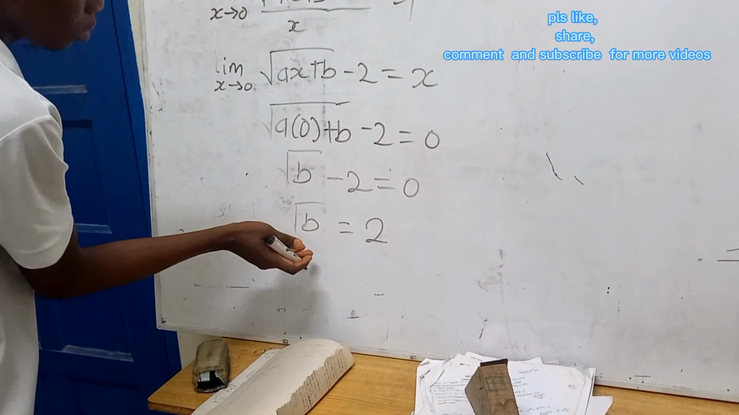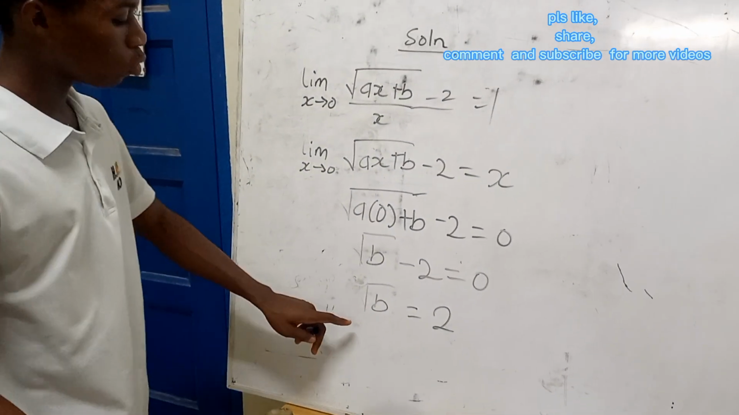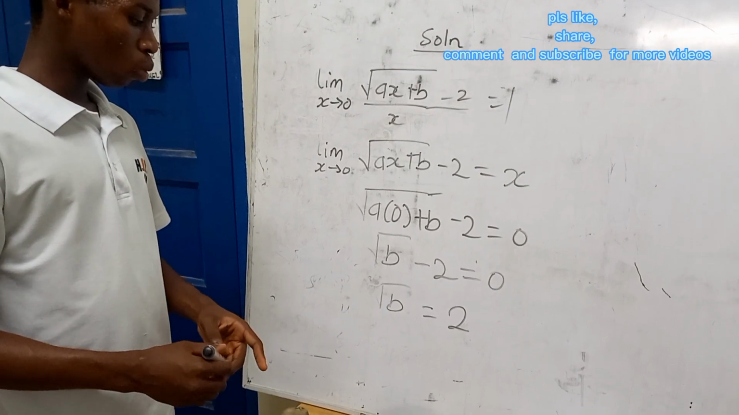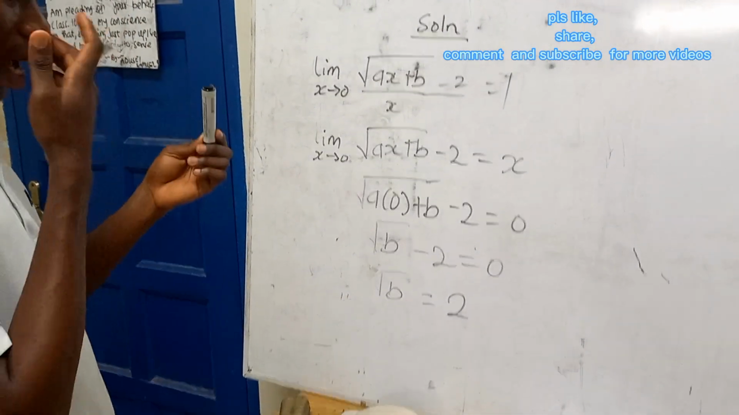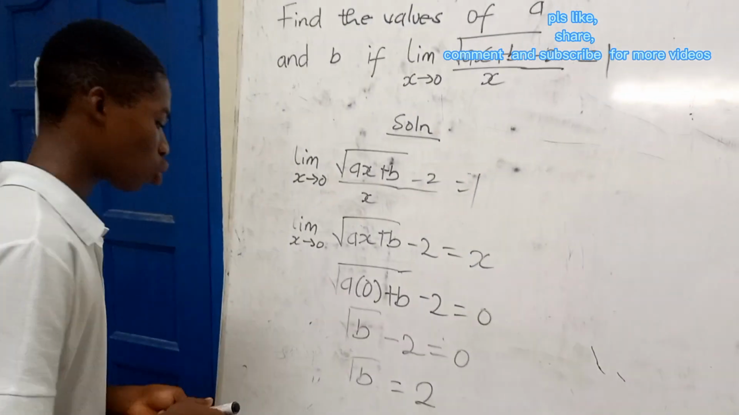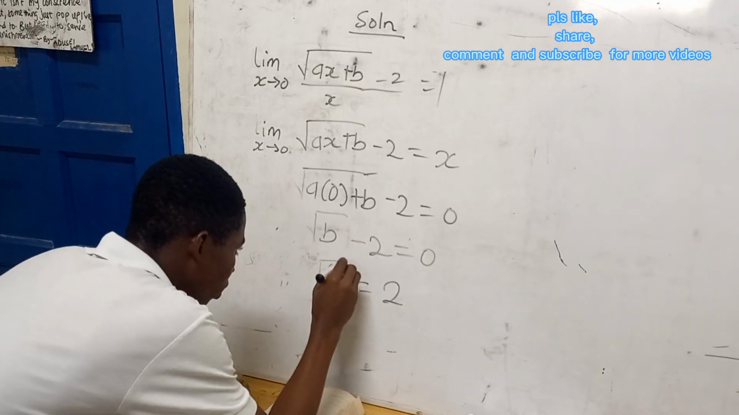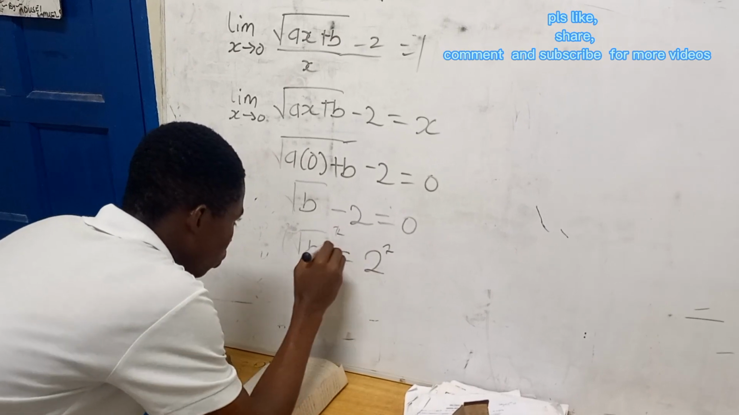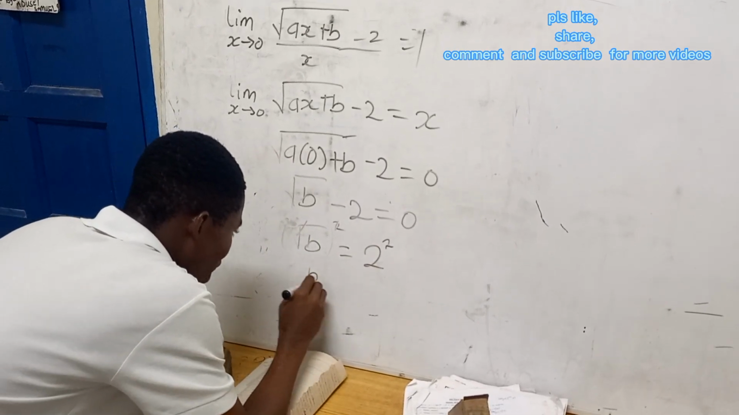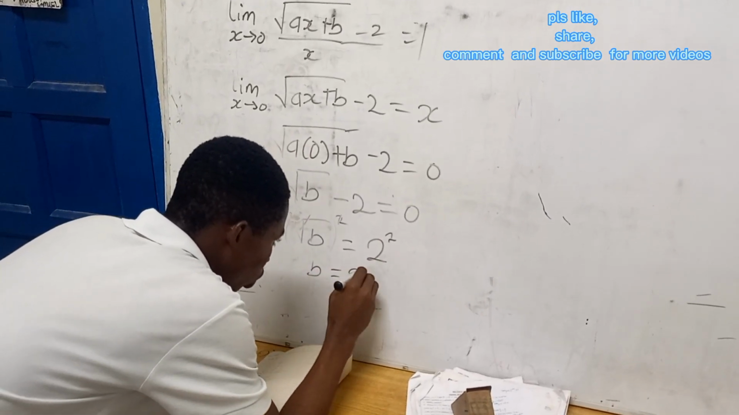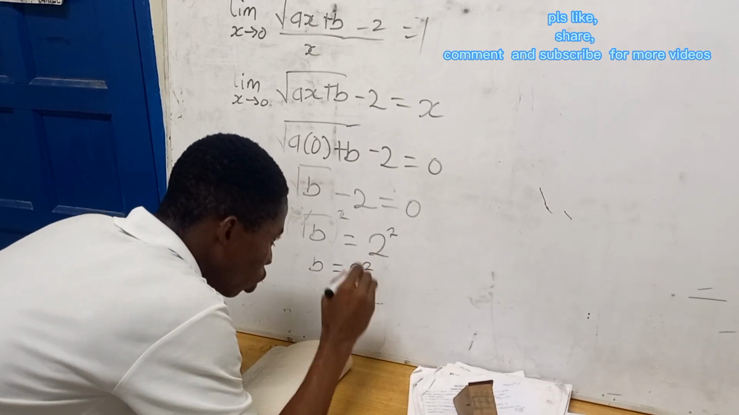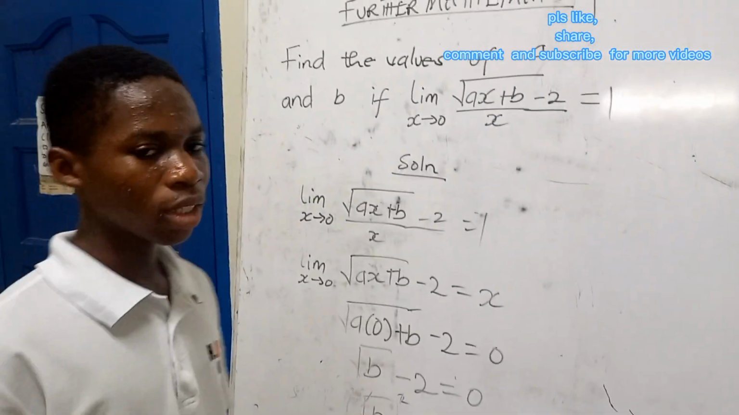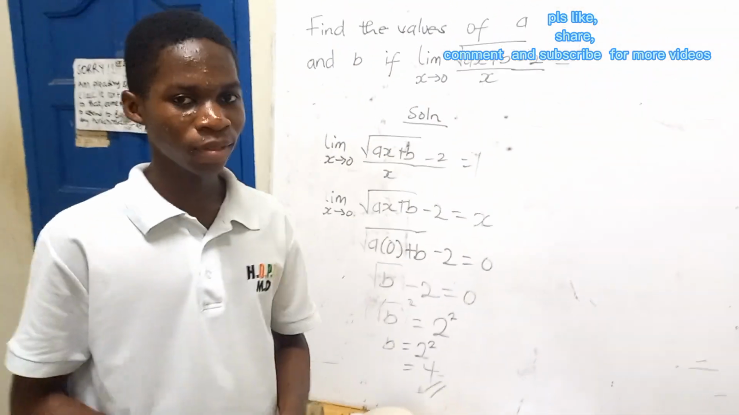Then we want to make b the subject. So if we have root of b equal to 2, how can we do away with the root? What we have to do is raise both sides to the exponent of 2. So the exponent will cancel the root. Then we are left with b is equal to 2 exponent 2. And definitely 2 exponent 2 is equal to 4. So our b is equal to 4.